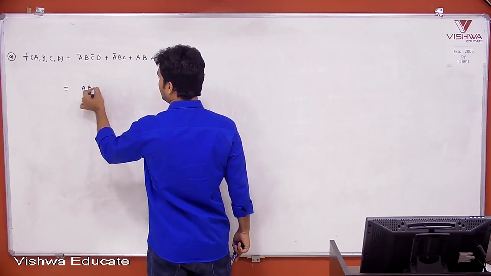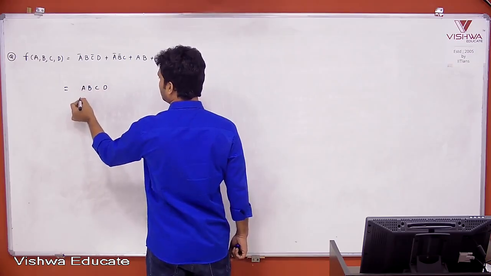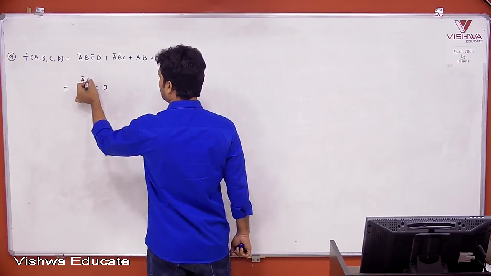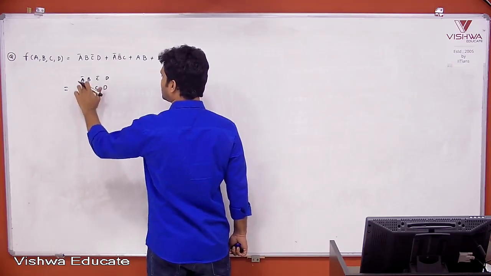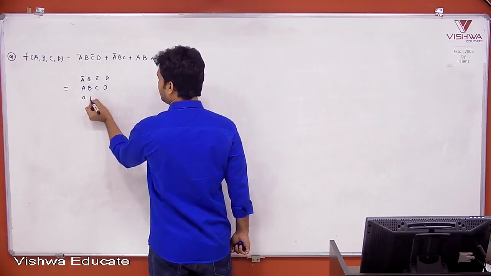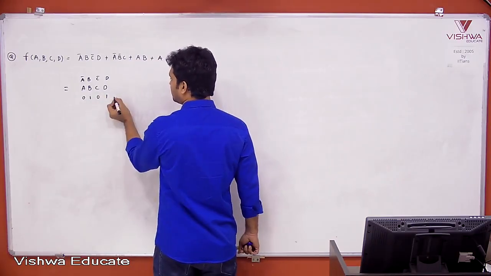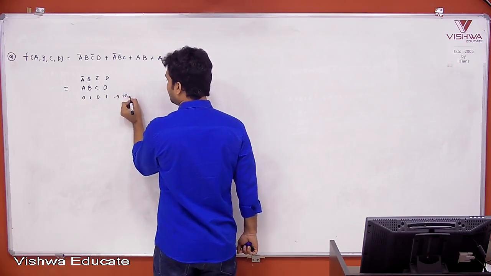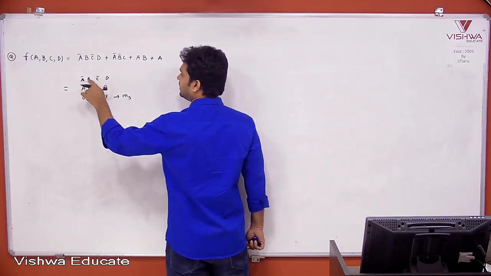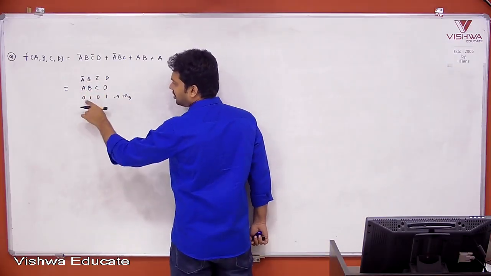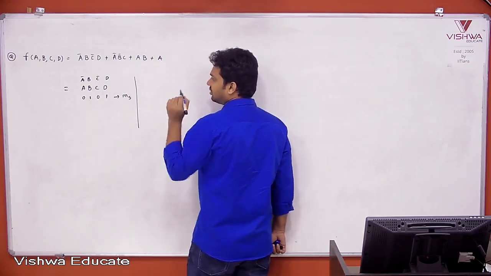Taking A, B, C, D, what is my function? A bar, B, C bar, D. In terms of A, B, C, D, A must be 0, B must be 1, C must be 0, D must be 1 is the required condition. So this is indicating minterm 5. A bar, B, C bar, D is indicating 0, 1, 0, 1. That is minterm 5.